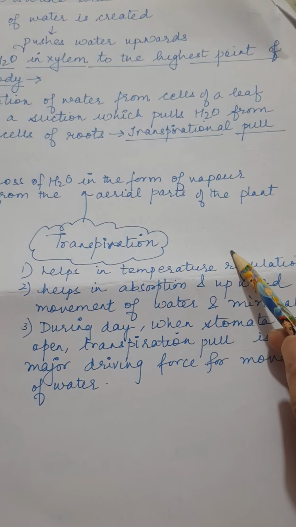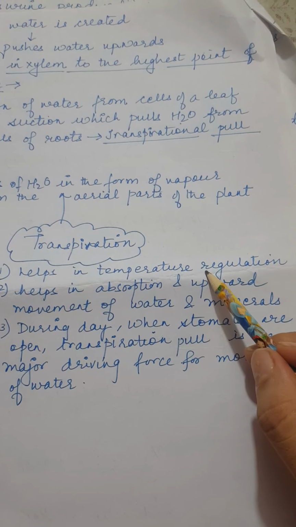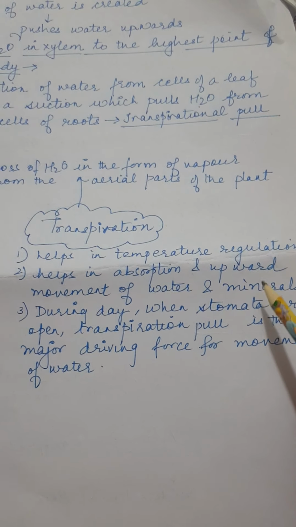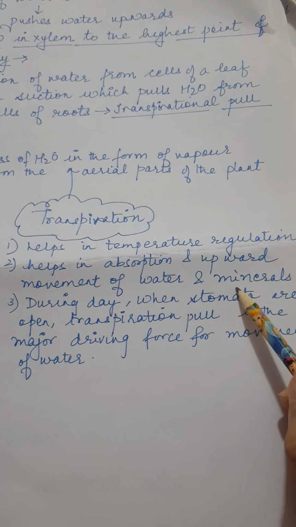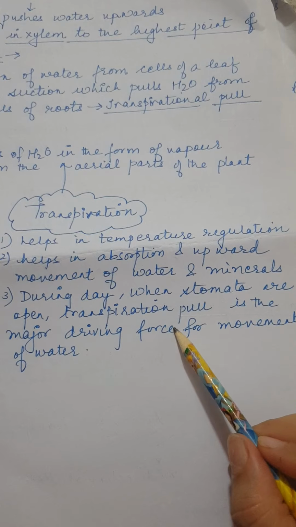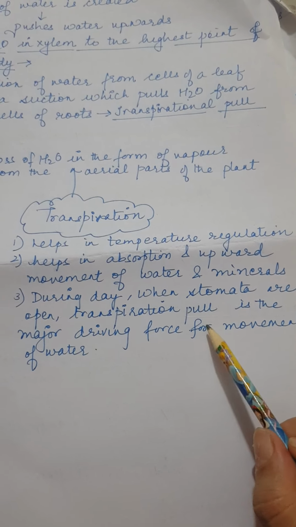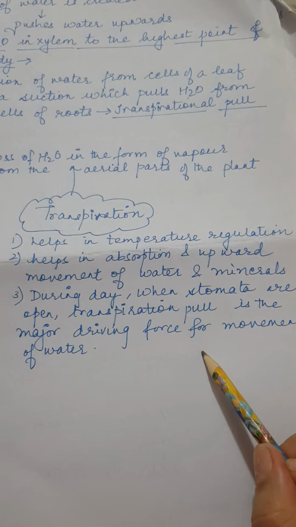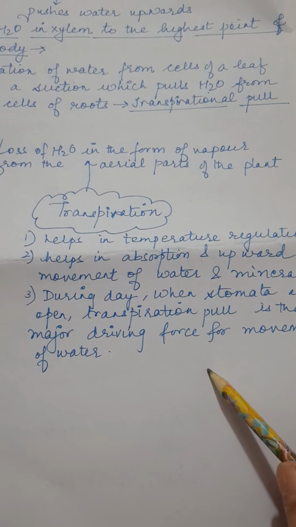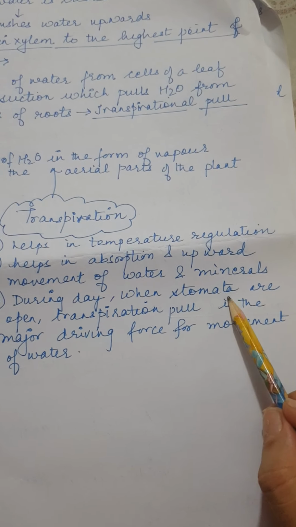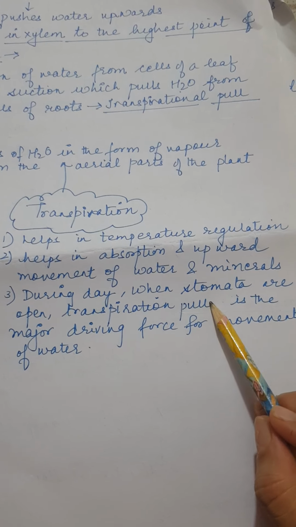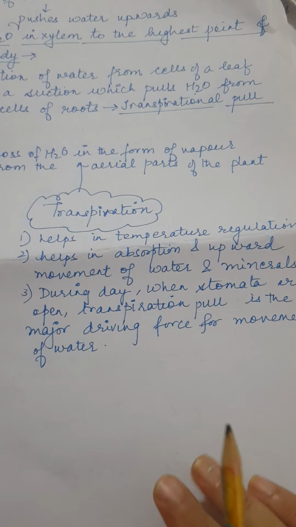Now let us see the other advantages of transpiration. Firstly, it creates a cooling effect in the plant body, or it helps in temperature regulation. It helps in absorption as well as movement of water and minerals upwards. During the daytime, point to be noted, when stomata are open, transpirational pull will be the major driving force for the movement of water. And at night time, the osmosis or the concentration gradient will be the main thing because stomata will be closed at night. As we know, the main process of photosynthesis occurs during daytime rather than night time.